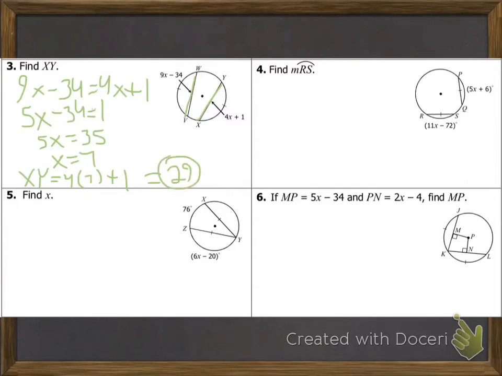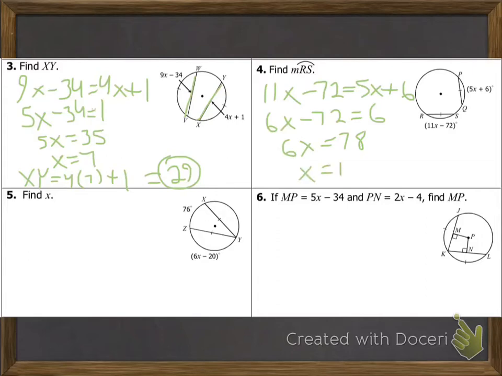Number 4, find the arc measure of RS. Once again, I need to figure out what x is before I figure out the measure of the arc. We know that they're going to be equal because arcs and the chords are always going to be equal to each other. So we're going to have 11x minus 72 equals 5x plus 6. Subtract 5x, and you're going to get 6x minus 72 equals 6. Add the 72 to both sides, and 6x is going to be equal to 78. Divide by 6. X is going to be equal to 13.